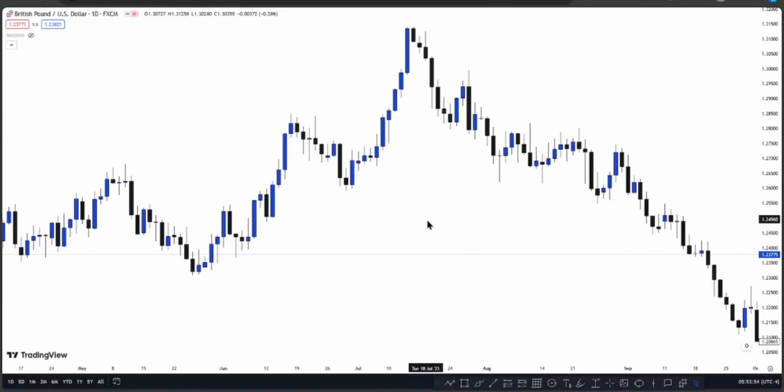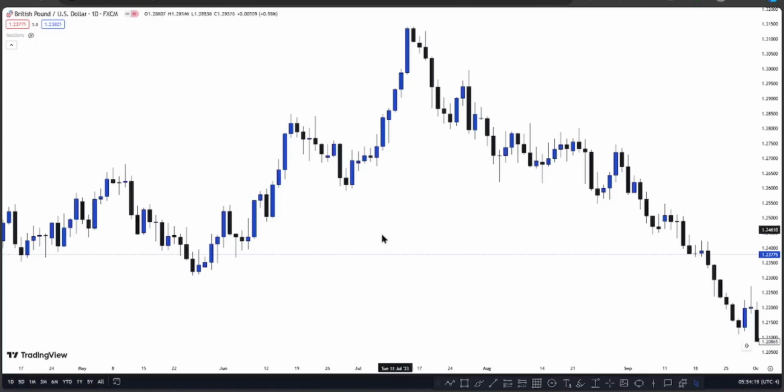Like I have been saying, anytime you want to analyze the market, it is best you start from the higher time frame. The higher time frame will give you the overall picture of the markets. In this case, we are going to be starting from the daily time frame, and we are looking at GBP USD first of all.